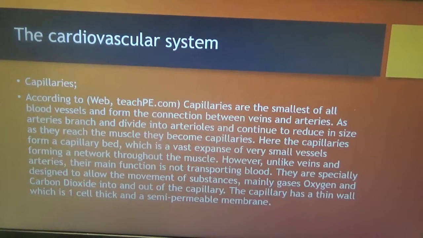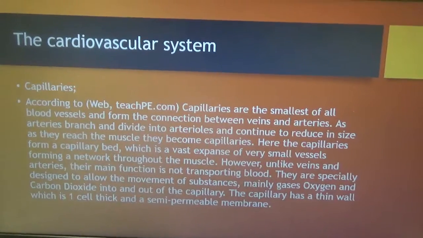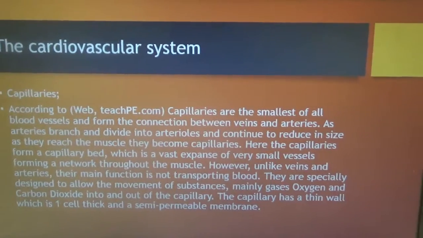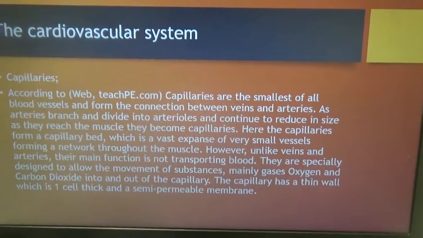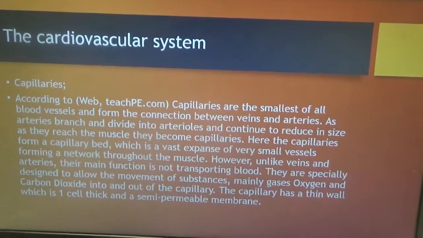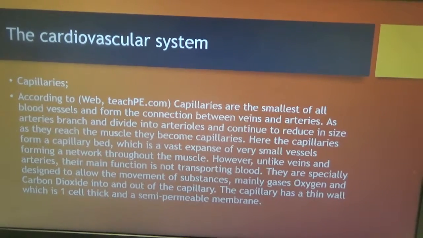the muscle. However, unlike veins and arteries, their main function is not transporting blood. They are specially designed to allow the movement of substances. These are mainly gases, oxygen and carbon dioxide, in and out of a capillary. The capillary has a thin wall which is one cell thick and a semi-permeable membrane.